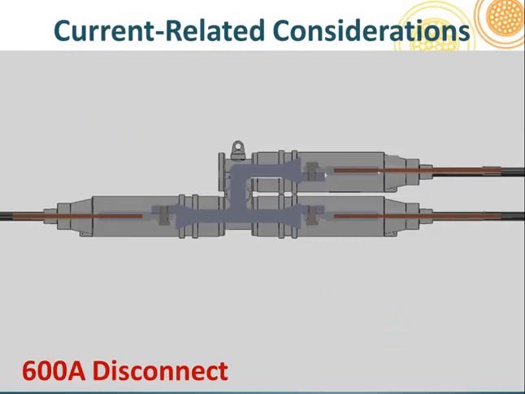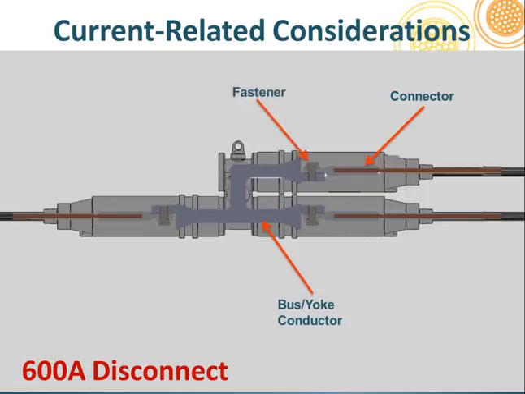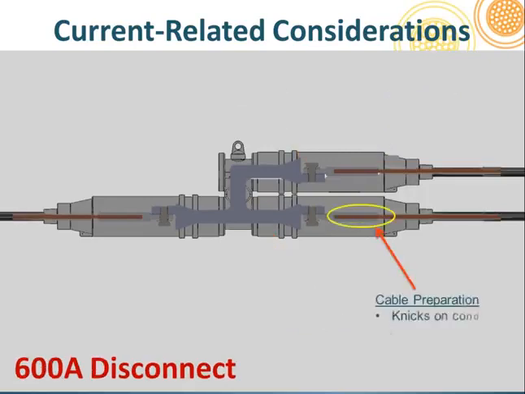Looking at the 600 amp disconnect splices, we've identified the yoke and the sleeves or the receptacle. Now looking on the inside, we have the connector, and again, as I mentioned, this is exactly the same connector that we just discussed. Exactly the same dimensions, everything about it is the same. We also have the bus yoke, or the conductor of the bus. And finally, the fastener. Those are the three areas that we're going to be looking at here. Cable preparation, there's no sense even going through that again.